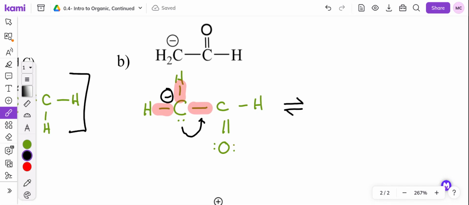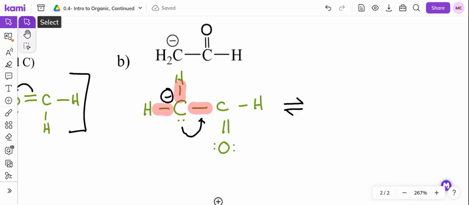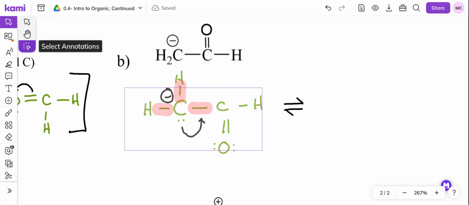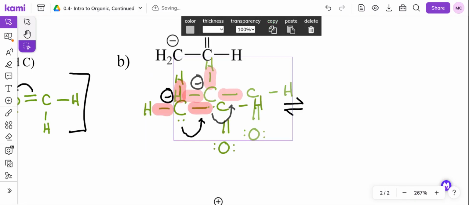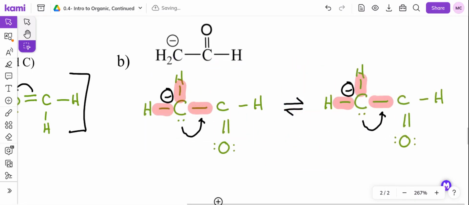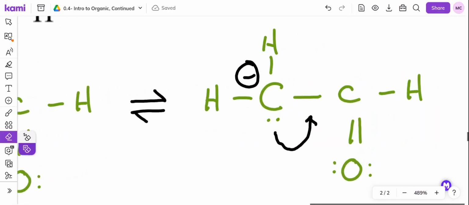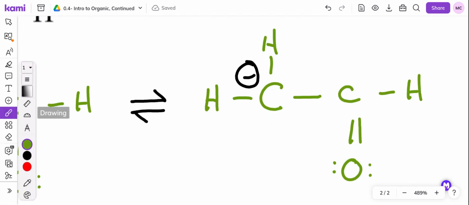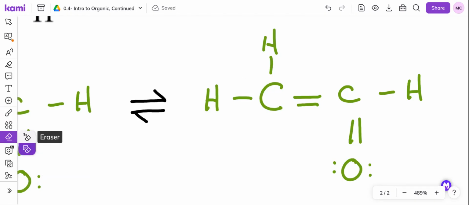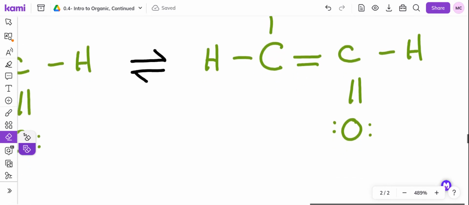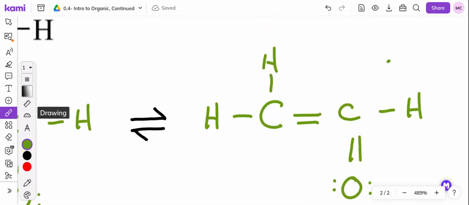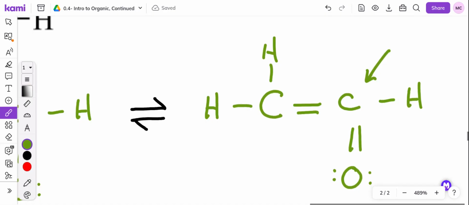So let's redraw this. Actually, let's recopy it here. Copy, paste. Okay, so now let's erase that. When I move that pair of electrons over, I'm going to form a double bond, and that means that negative charge goes away. So what happened? In this case, the carbon here on the right now has 5 bonds. It cannot have 5 bonds. We all know that carbon can only have 4 shared pairs.